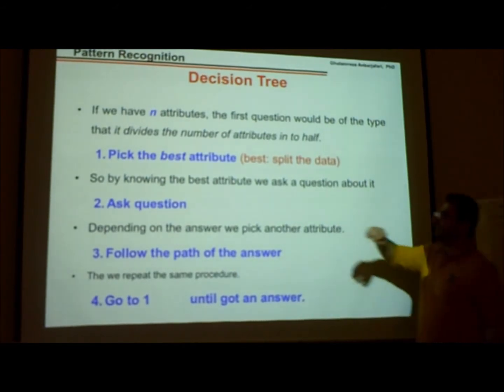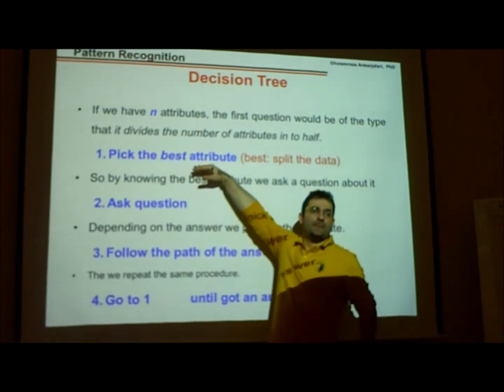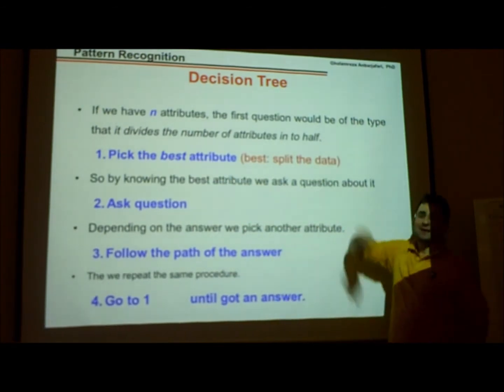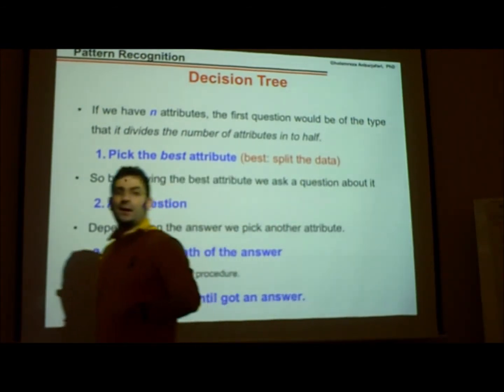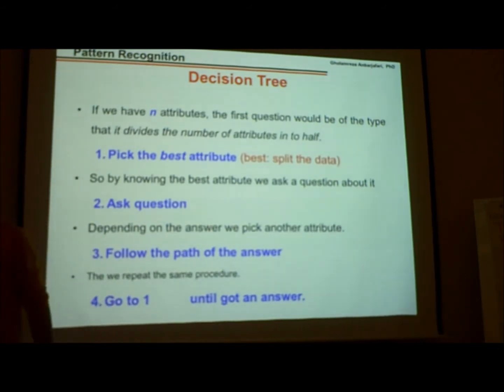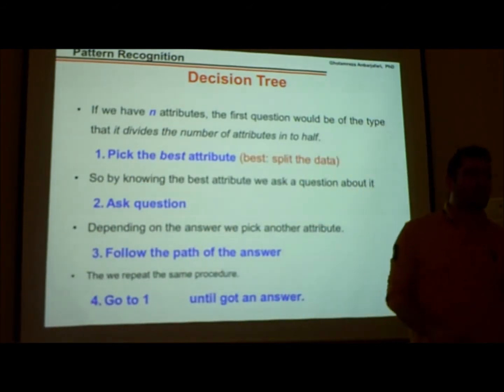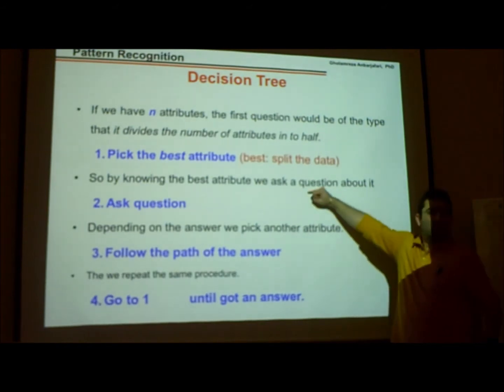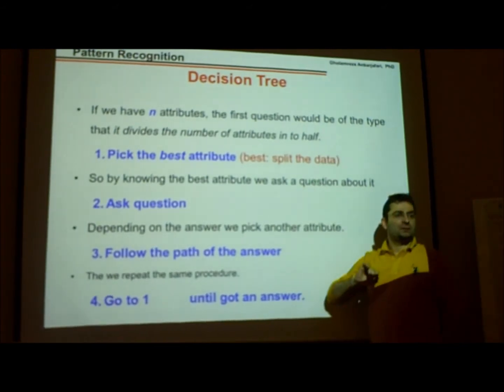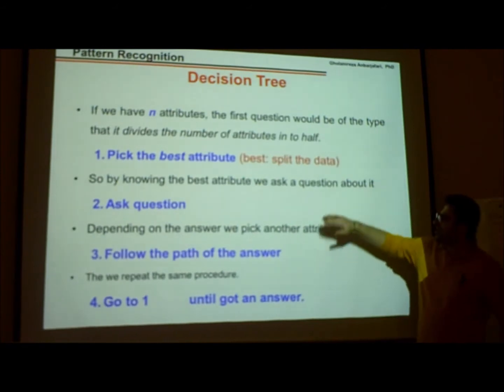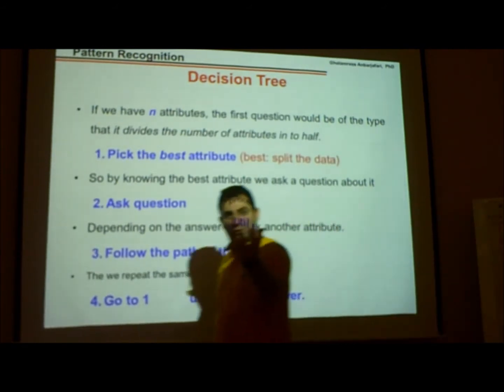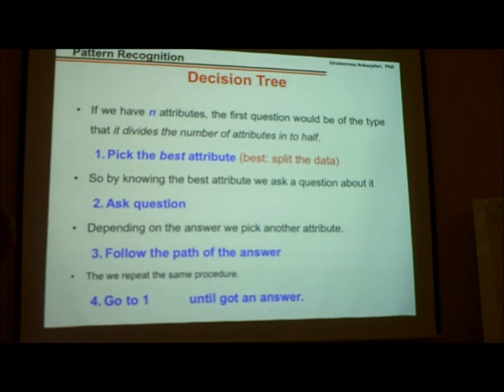The first step is that we have to pick the best attribute. And by the best attribute, we mean the one which can split the data very well. The best way of splitting the data is dividing it into two, because half of the data will go away each time that you use it. The next step is that we have to ask a question, because the attributes that we have should be a question, like, are you hungry?